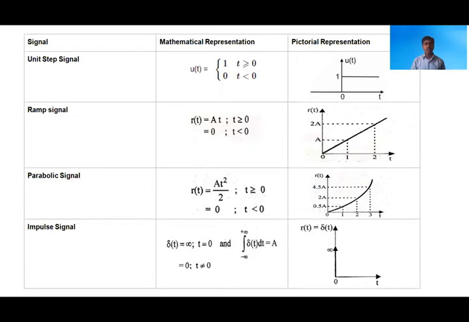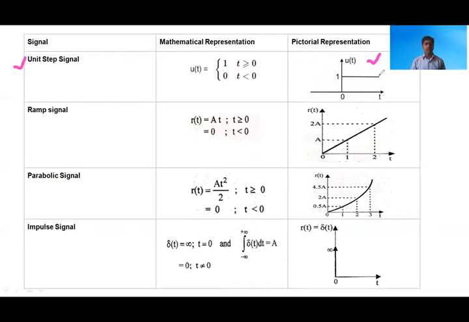First one is the unit step signal. The unit step signal is equal to 1 for t greater than or equal to 0, and it is equal to 0 for t less than 0. So this is the signal representation. It is also called sudden change. I told you already, suddenly the signal comes at 0 and remains the same for t greater than or equal to 0. This is called unit step signal.